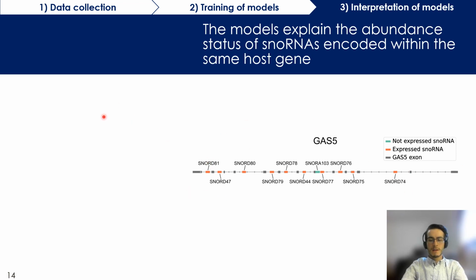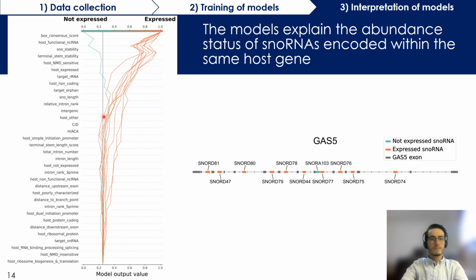To represent this, we did a decision plot. Each line on this graph represents one snoRNA. Here the not expressed snoRNA, and here the 10 lines for the 10 expressed snoRNAs. How to read this is from the bottom to the top. We start from a base value, and then we follow the decision process of the model, either going to the left to the not expressed, or to the right to the expressed prediction.